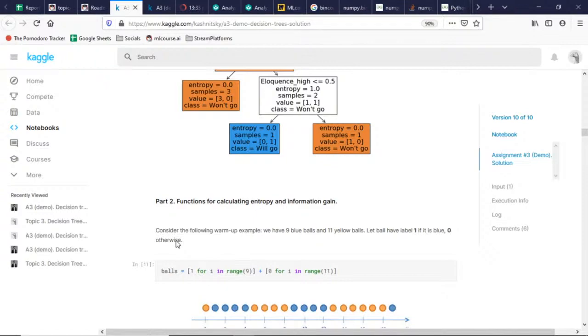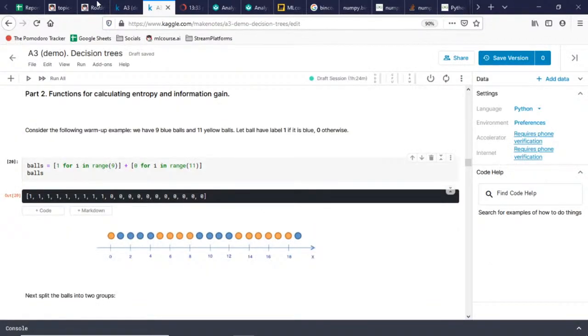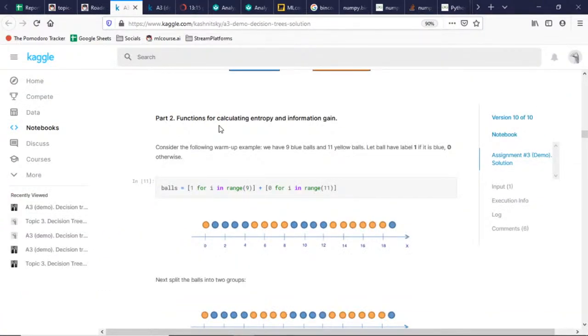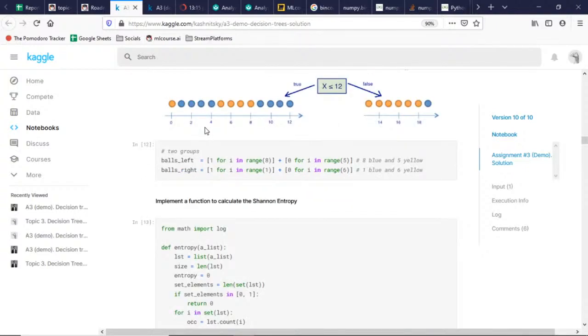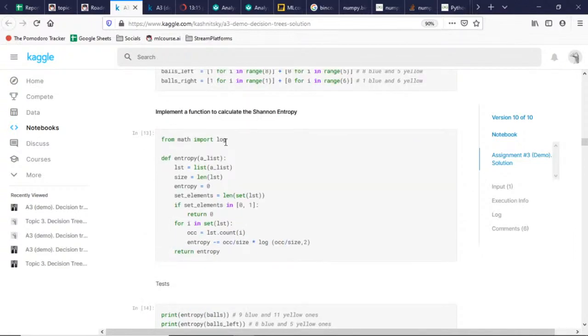Okay, part 2, for calculating entropy and information gain. Okay, so here we have the same thing. Let's see. First, we converted into a list, then we calculate the length of it, then we define entropy as 0 in the beginning, set list, set elements.